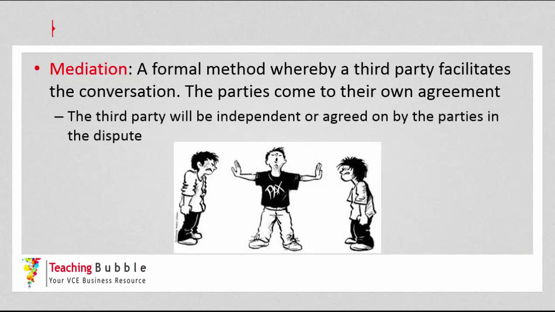Then if that doesn't work, what they can do is mediation, which is a formal method where a third party facilitates the conversation. The parties still come to their own agreement, and the third party is independent and agreed upon by the parties in the dispute. However, the third party doesn't really have any involvement in terms of making suggestions or anything like that. They're just there to ensure that, if the communication's broken down between the two parties, they facilitate that conversation. And that can really help get the disputing parties working together again and communicating to try and come to some form of an agreement.